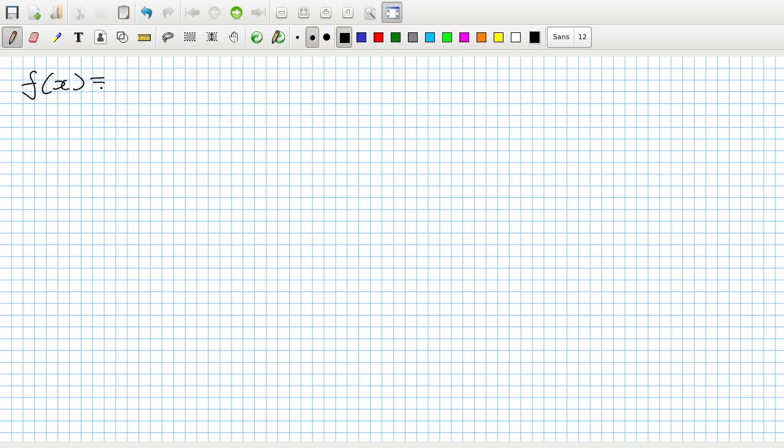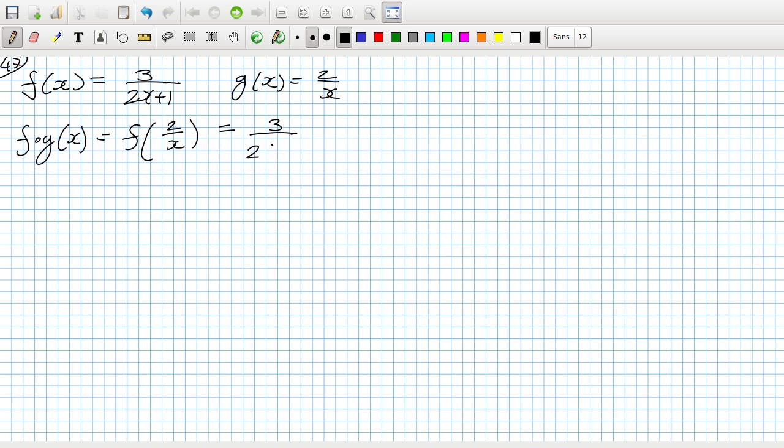So we have f(x) equals 3 over 2x plus 1, and g(x) equals 2 over x, and we want f of g of x, which equals f of 2 over x, which will be 3 over 2 times 2 over x plus 1, which is 3 over 4 over x plus 1, which is 3 over 5.